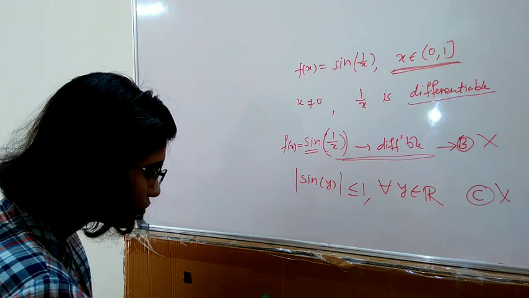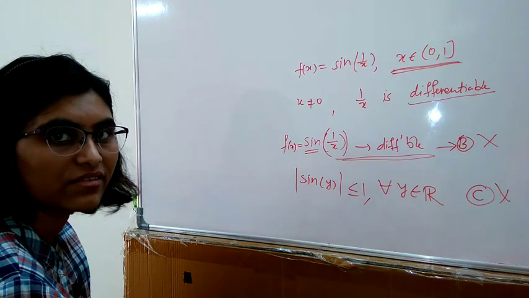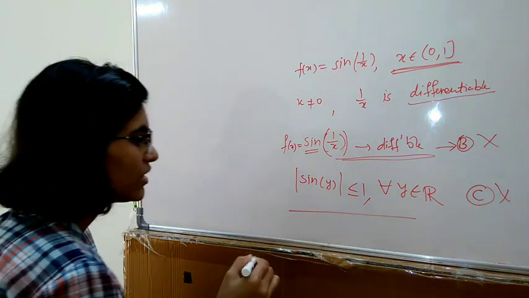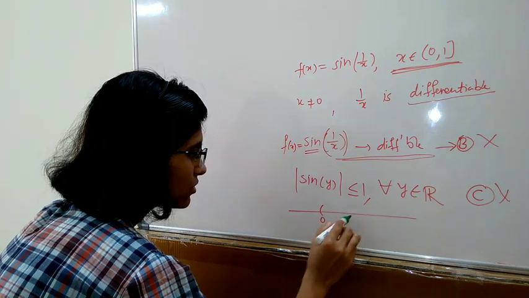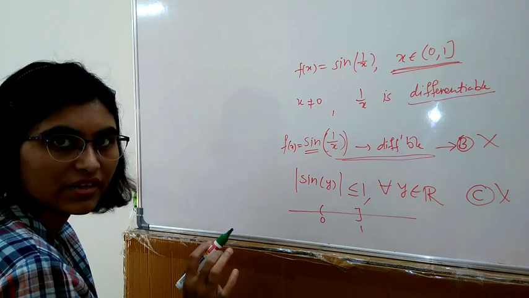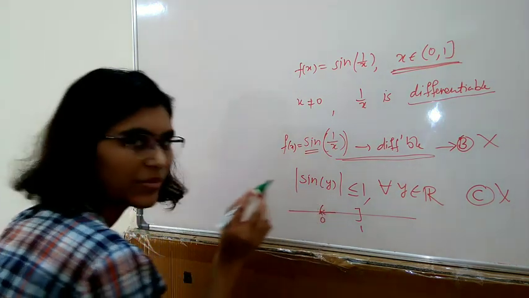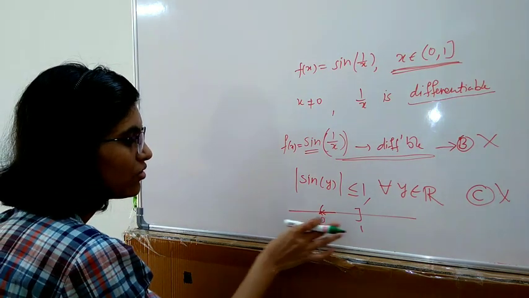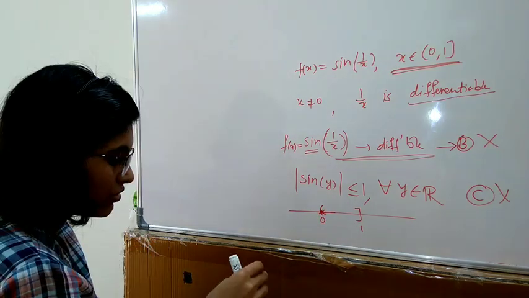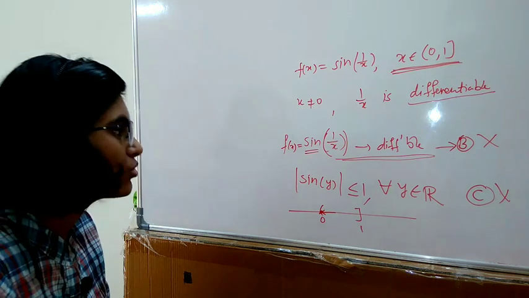The fourth option says that this function does not have a limit at x equal to 0. Here we have the domain (0, 1], right? So whenever we talk about the limit at 0, we just have to take the right-hand limit, because the domain of this function f(x) does not contain the point 0. We have to prove that this limit does not exist at x equal to 0. So how to do this?